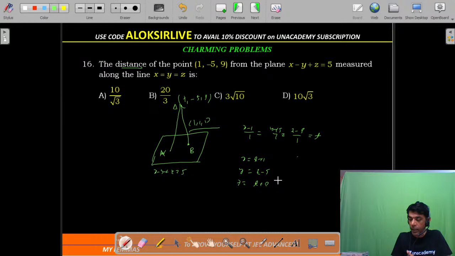So already t is there. So your answer for AB will be t times root 3. Correct? This is important: not t by root 3, this is t times root 3. Because that way you will have much more coming up. And so if you do that, you should get 10 root 3. 16, you will get that.